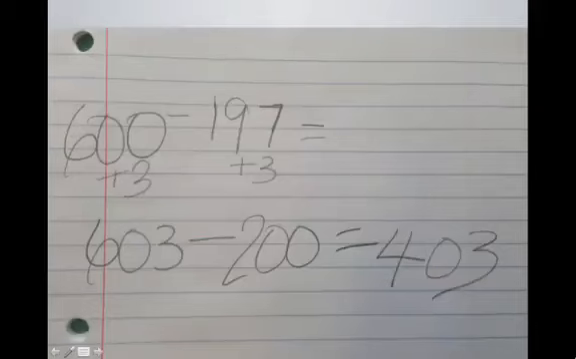Let's take a look at a couple other examples. Here you can see the problem was 600 minus 197. And in this case, 3 was added to both numbers, the subtrahend and the minuend. So in this case, the student thought of it as 603 minus 200, and it was really easy at this point because they're good at subtracting 200 from 603.